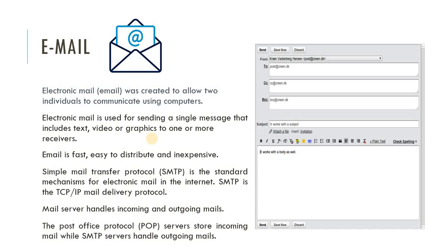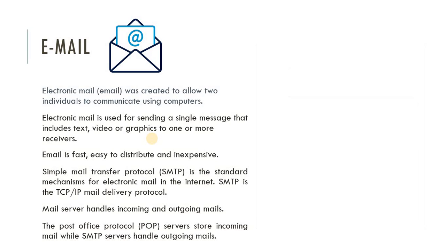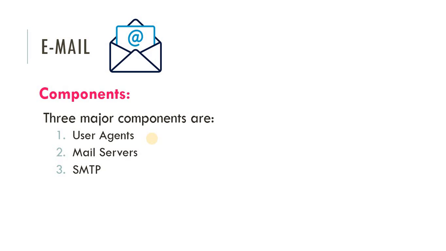But let's understand what the components of email are. So basically there are three main components of email. First is a user agent, second is a mail server, and third is SMTP. Let's understand each in detail.